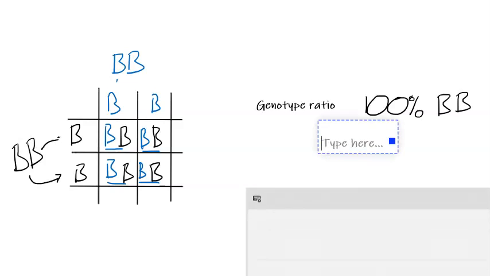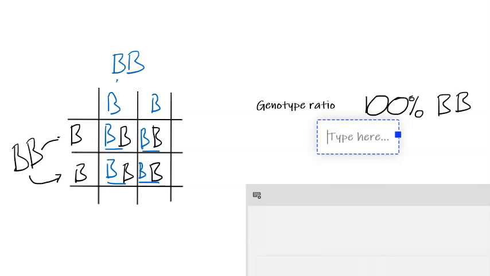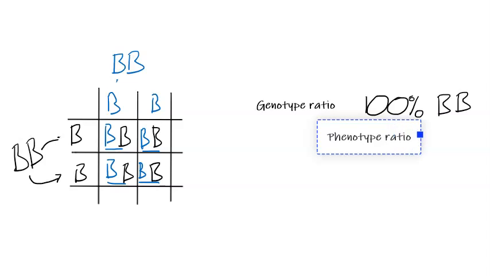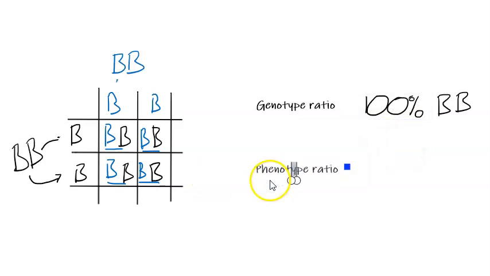And the other information we can get from this is the phenotype ratio. And in this case it is, because each of these offspring have got that same genotype, they're each going to have the phenotype of brown eyes. So we're also going to have 100% brown eyes.